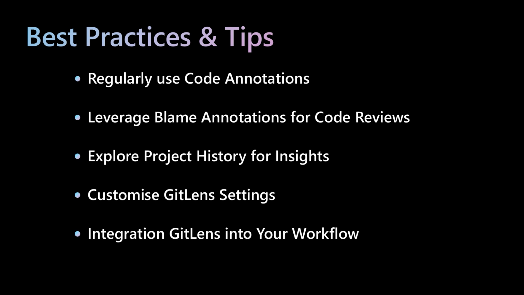Make it a habit to use GitLens code annotations to understand who made changes and when. This practice promotes accountability and helps you quickly identify the context of specific code lines. When conducting code reviews, use blame annotations to trace the authorship of each code change and review the associated commit messages. This feature streamlines the review process and enhances your ability to provide meaningful feedback to your colleagues.